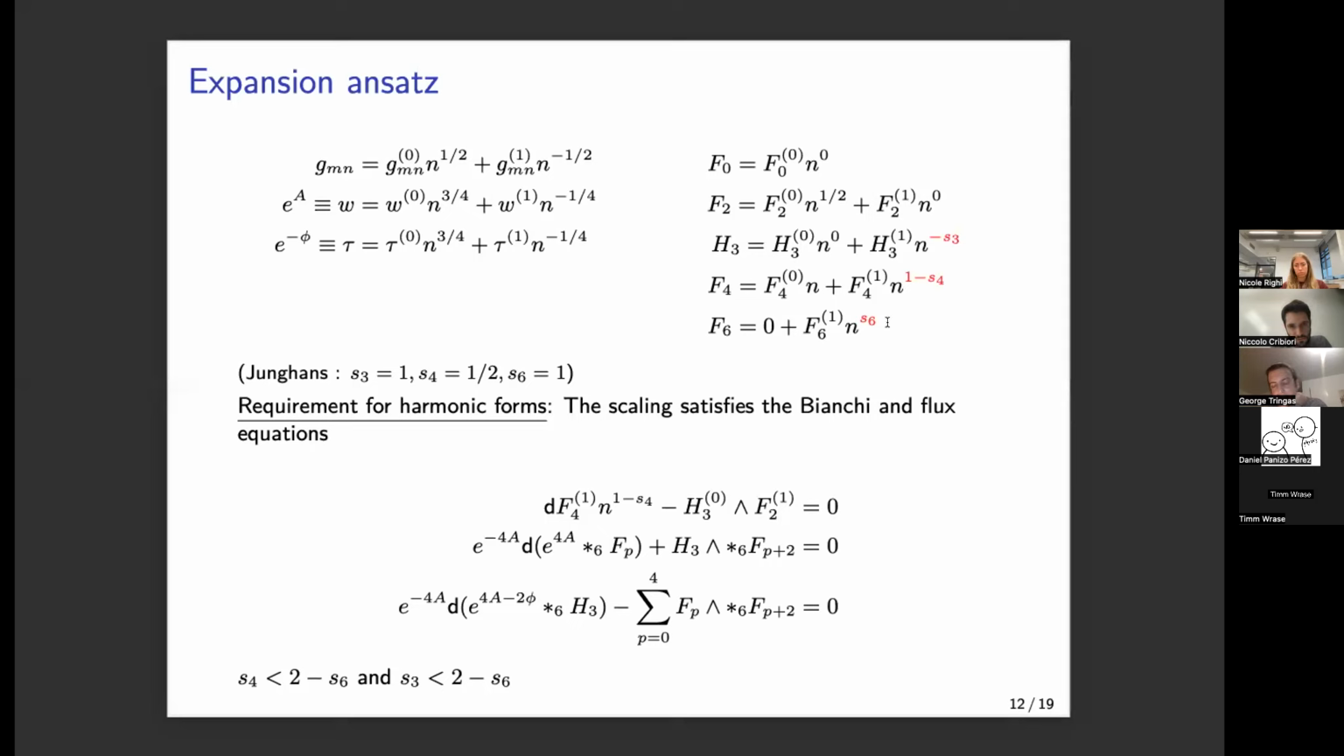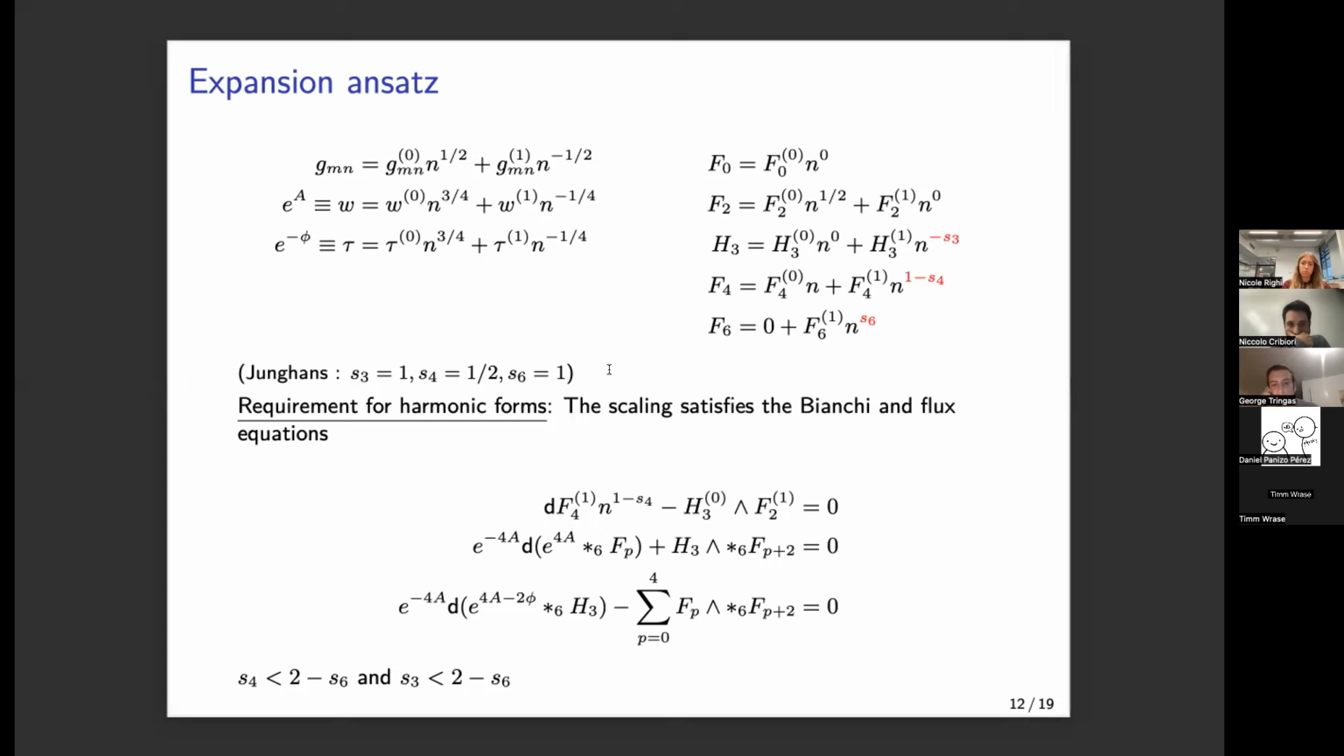We can have this freedom because if somebody writes down the corrected equations of motion, we will notice that the corrections to the fluxes, the F1 correction, for example, do not appear. They do appear at some other subdominant order. So we do have this freedom, and we will try to use it.